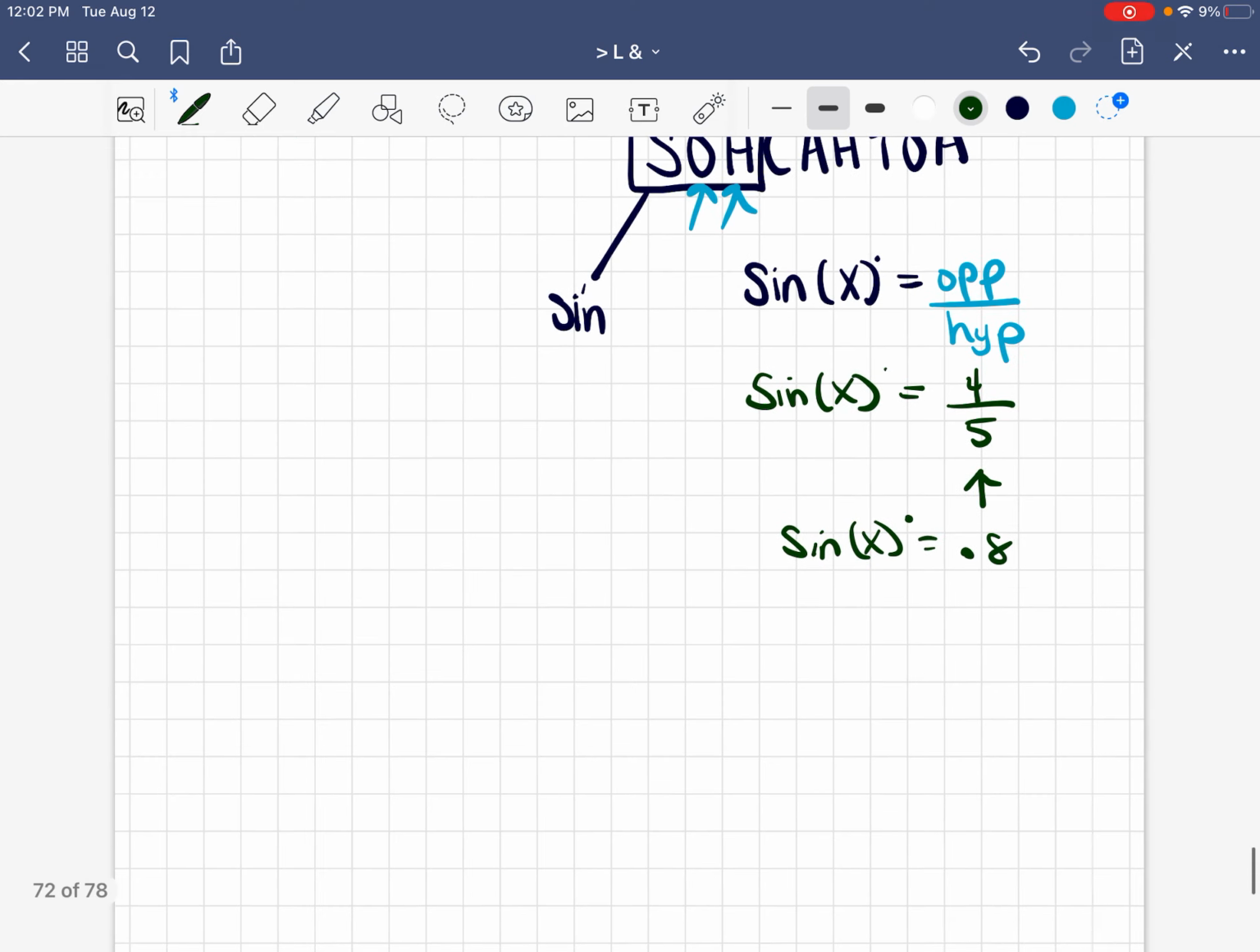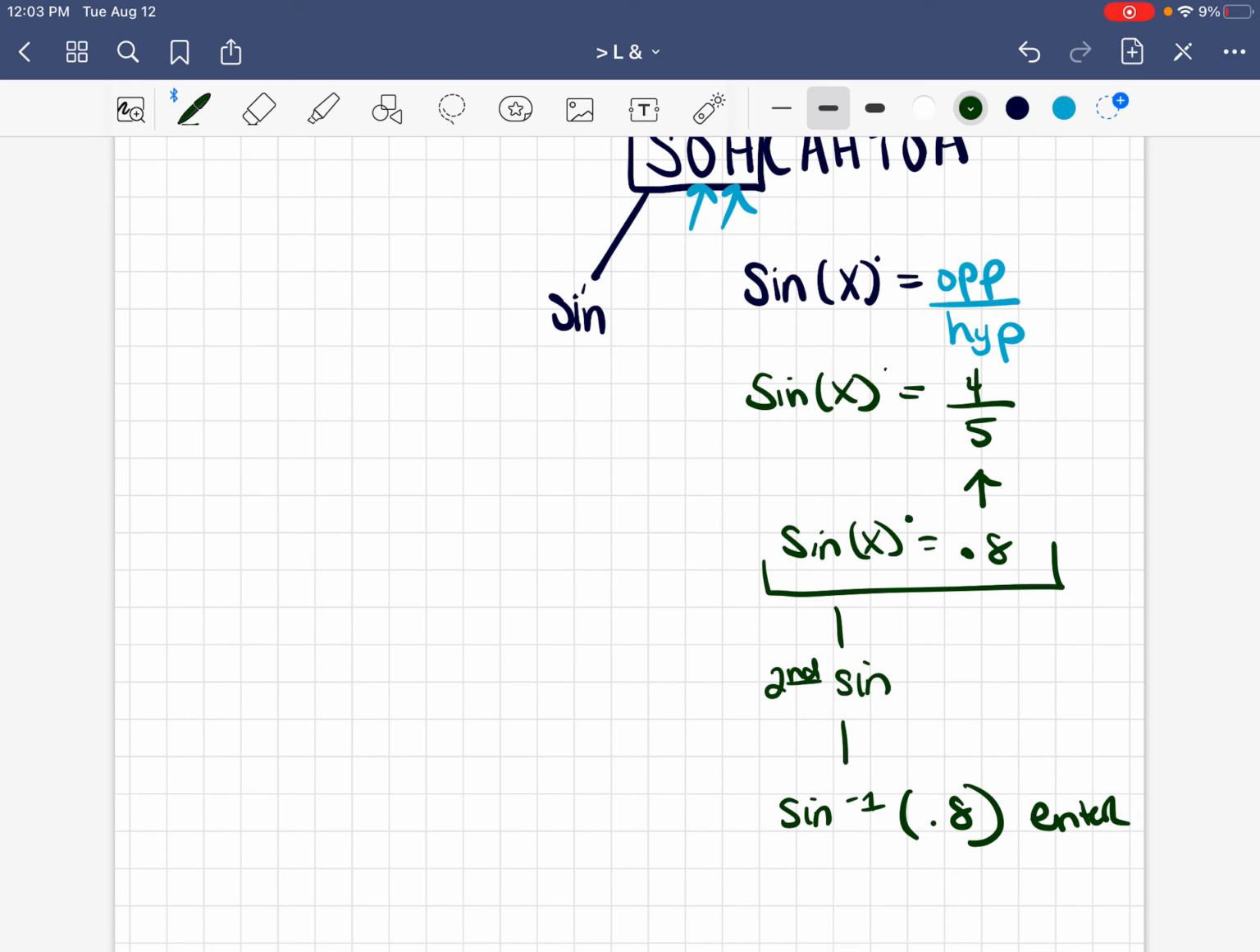Okay, so back to the equation. How do I put this into a calculator? Well, what I do is I type second, then sine. So second sine, and what you should see in your calculator after you type that in is sine -1, parentheses. And then enter that 0.8 into the parentheses, close the parentheses, and then hit enter.